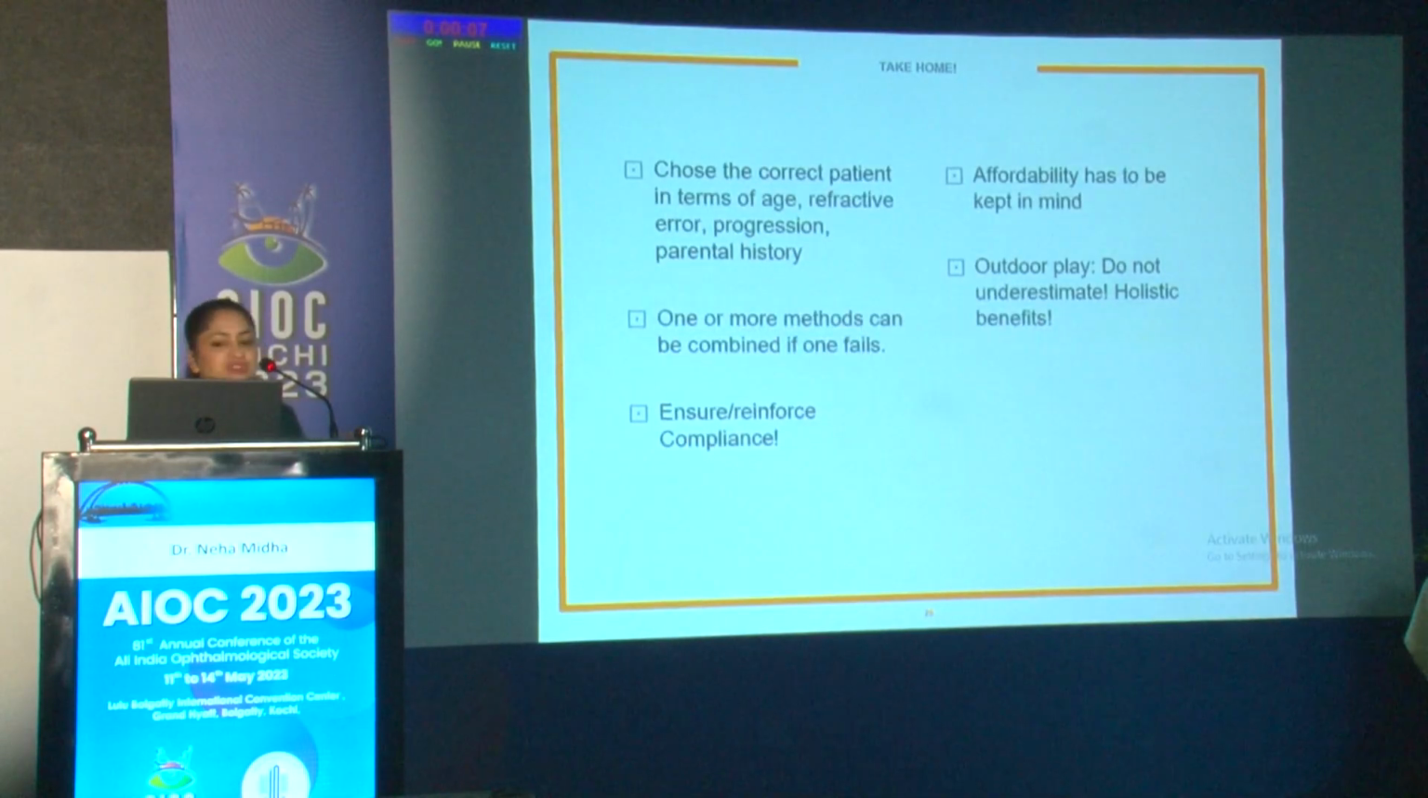So just the take-home messages: choose the correct patient in terms of age, refractive error, progression, and parental history. One or more methods of myopia control can be combined. You have to ensure and reinforce compliance. Affordability of these modalities has to be kept in mind. And outdoor play, do not underestimate its holistic benefits.